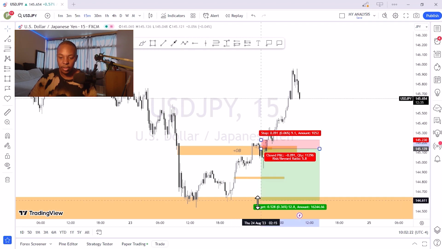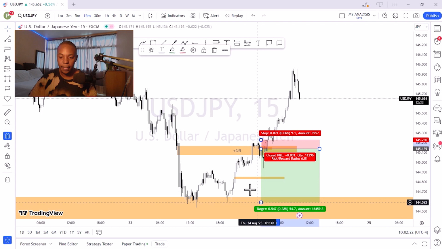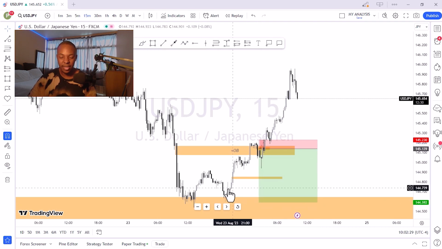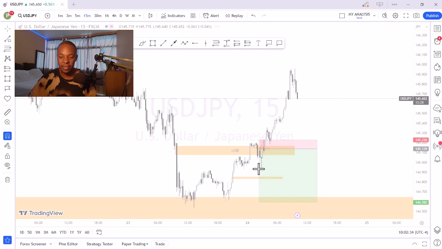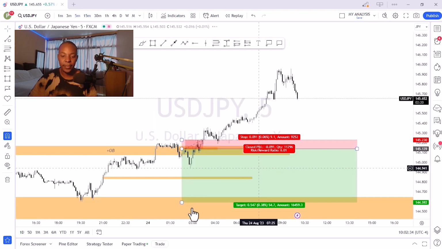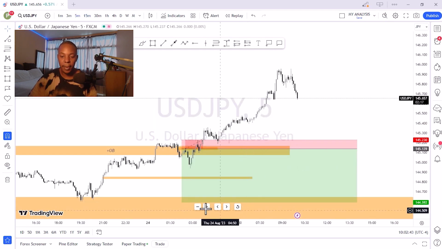I actually had my TP all the way to the sell side liquidity down there, and as you can see, it didn't play out as well. It did go into profit, almost halfway there, almost like say 25%. And then it went straight to hit my SL.